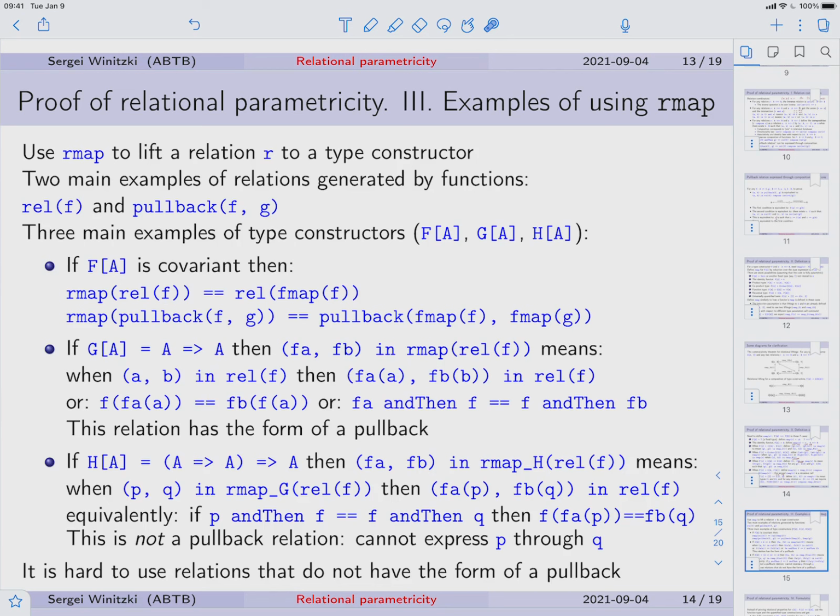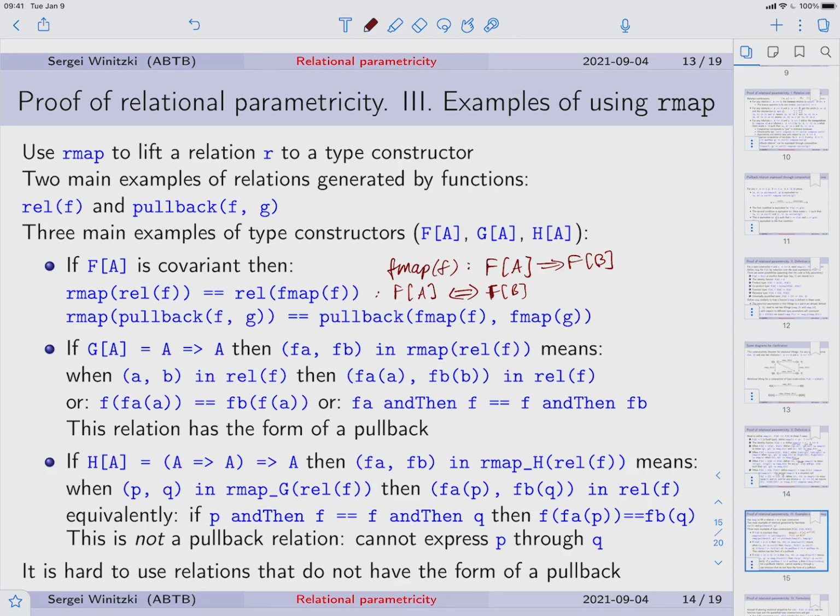So if F of A is covariant, then it turns out that lifting a functional relation is the same as the lifting of the function to that type constructor. So fmap of f is a function of type F of A to F of B, and so the rel of this is a relation between F of A and F of B. And the same is for the pullback.